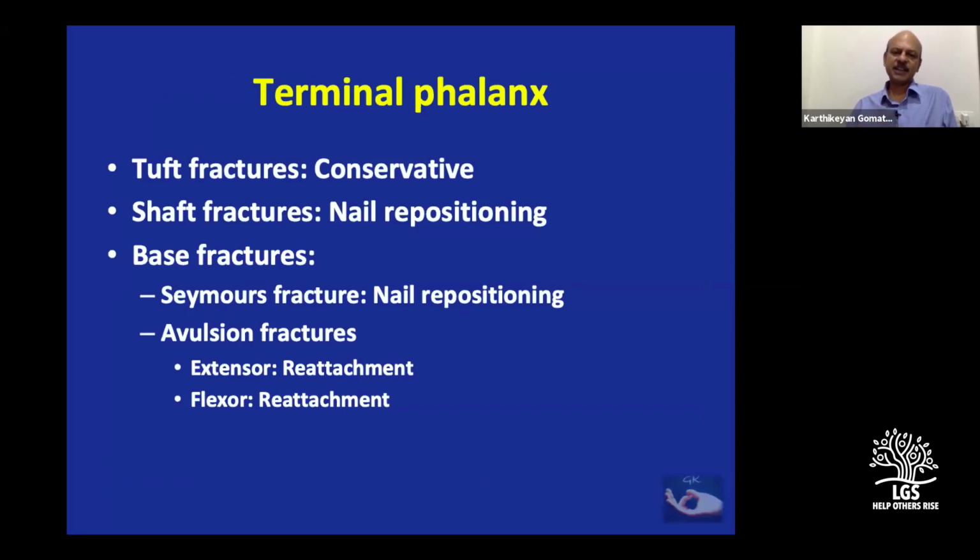Terminal phalangeal fractures. We come to the last type of fracture, the terminal phalangeal fractures. Tuft fractures. You know the three parts of the terminal phalanx: the tuft, the shaft, and the base. Tuft and shaft fractures are usually associated with nail plate injury. There is an avulsion, partial avulsion of the nail plate, which should be fixed. There is no need for internal fixation of terminal phalangeal fractures except in 1 or 2 rare conditions.